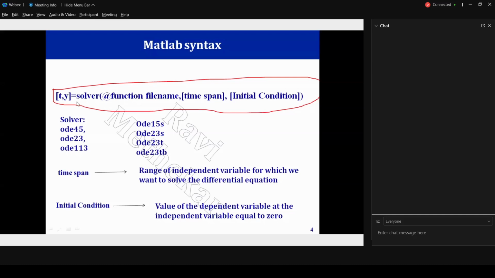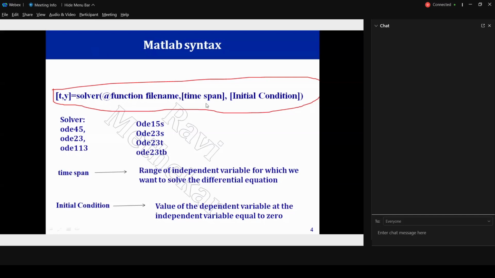So this is solvers. We know the solvers. Then the at-the-rate-of function file name. Whatever differential equations we are going to solve, we need to write in the function file. So that function file name has to be provided here.